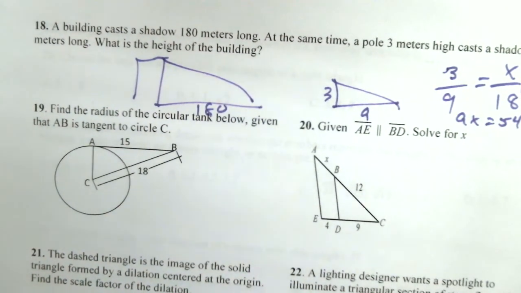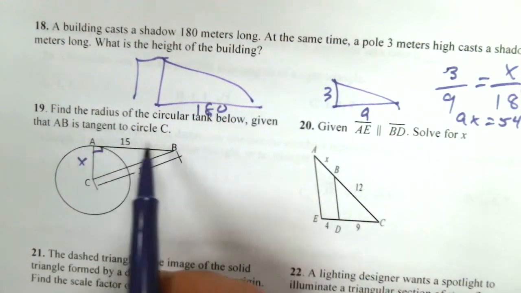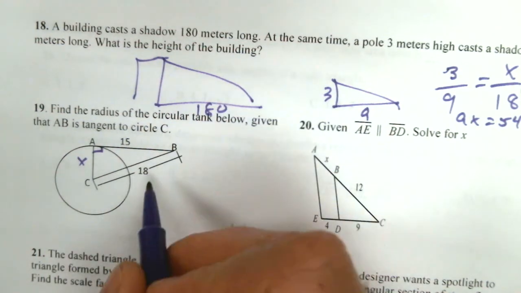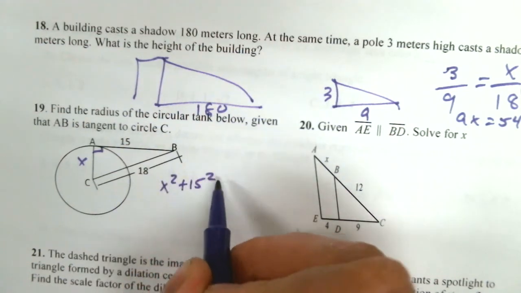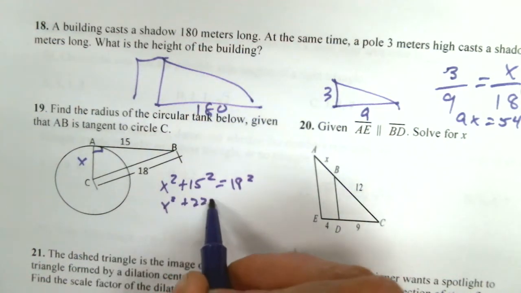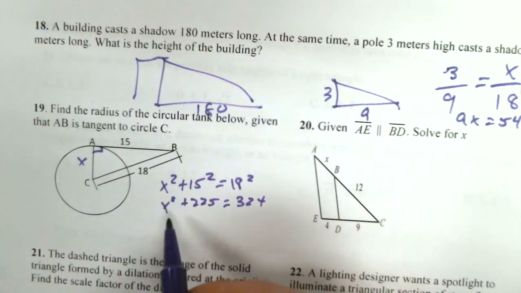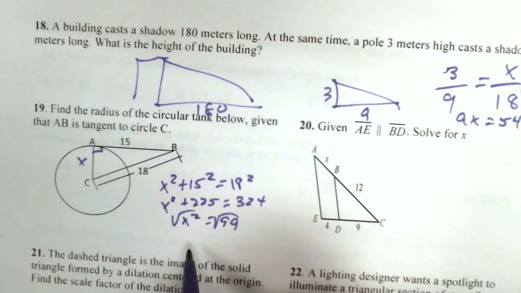For number 19, we're supposed to find our radius of this triangle. We know it's a right triangle because tangents and radii of circles always meet each other at right angles. So let's set up the equation x squared plus 15 squared equals 18 squared. 15 squared is 225, 18 squared is 324. If I subtract, I get x squared equals 99. Square root both sides, I get x has to be 9.9.